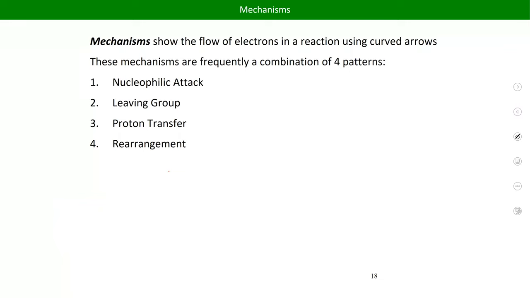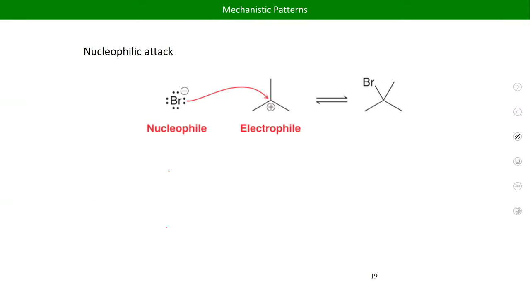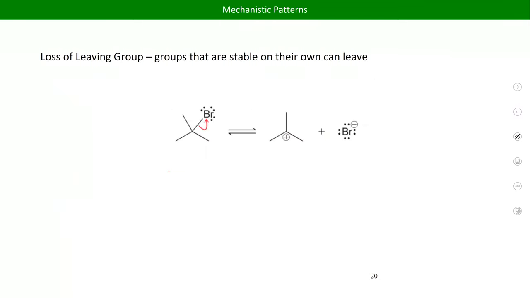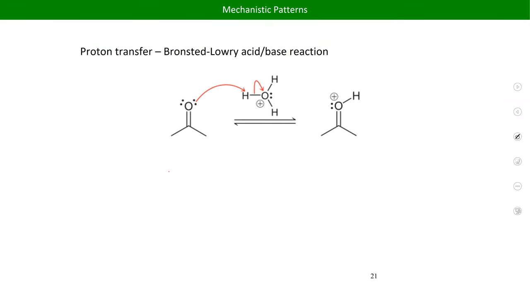All right. Number three is one we've seen before, is proton transfers. Usually it's a Bronsted-Lowry acid-base reaction. We call it a proton transfer, but all it really is, you've got something with an extra H plus, and you've got something with a lone pair that can act as a base. And sometimes you wind up making something that looks a little bit weird.